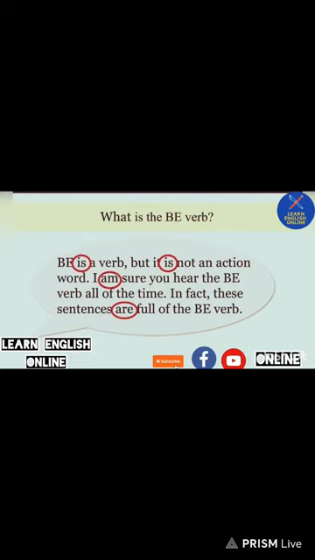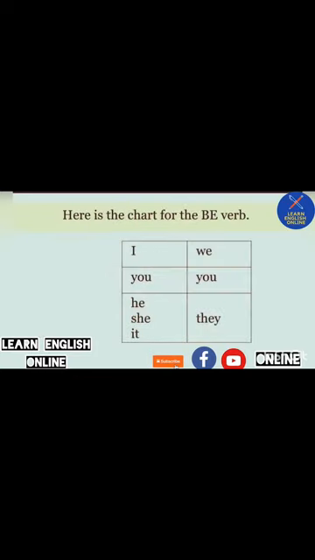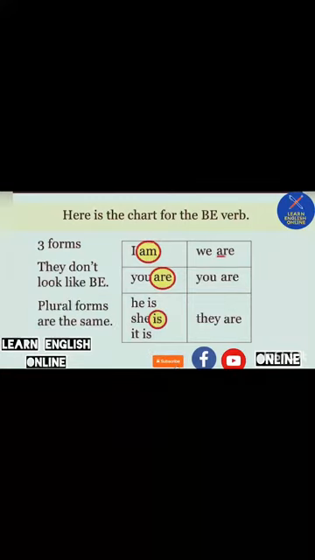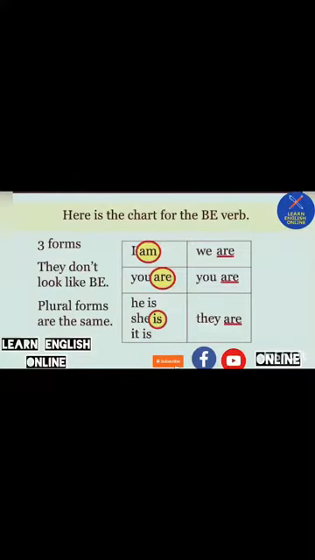Let's look at the verb chart for be in the simple present. Here is a chart with the pronouns, and here are the forms of the be verb. I am, he is, she is, it is, three forms of the be verb. Other verbs only have two forms, but be is always different. You can see that none of them look like be. There's no letter B in any of them. Also notice that the plural forms are all the same word.